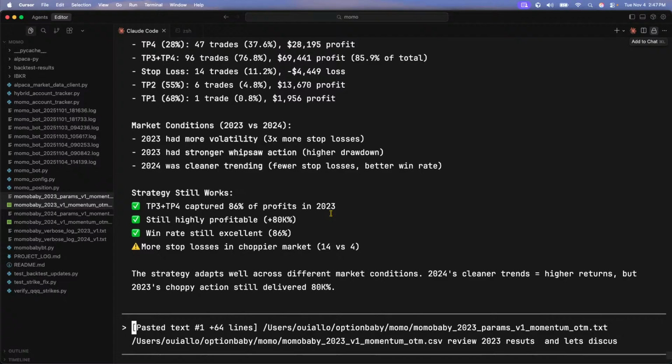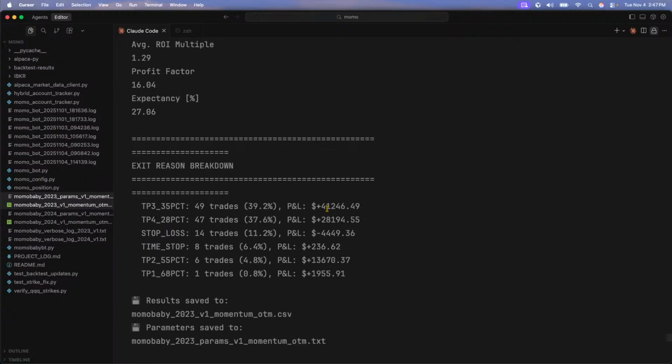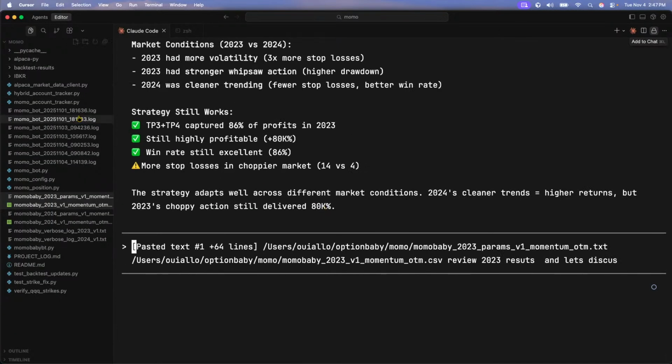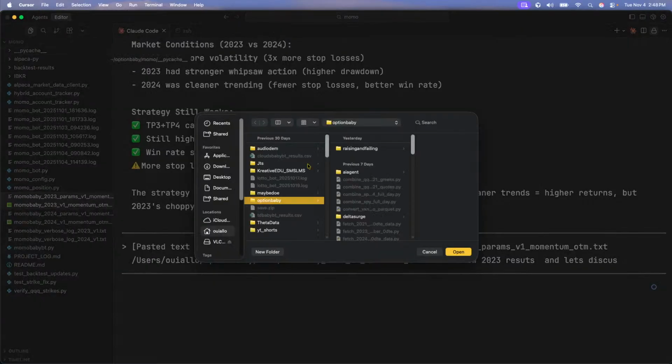The strategy adapts well across years. Yeah, the momentum one is already done. So our momentum one is done. I'm working on the QQQ one right now. Lotto is good. Who else?